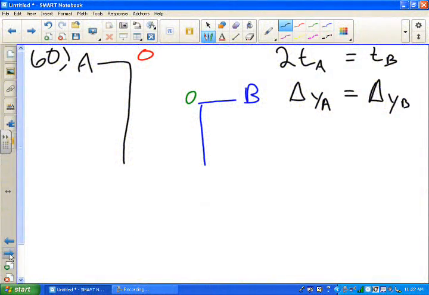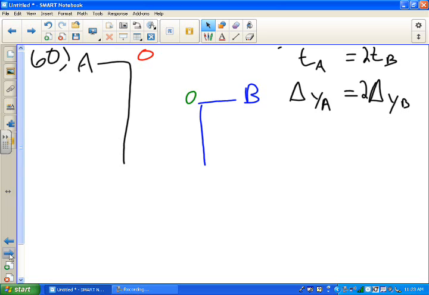Okay, so for problem number 60, it says that the time it takes for an object to drop from the top of cliff A to hit the water of the lake below is twice the time it takes the object to drop from the top of cliff B to reach the lake. And then we're trying to figure out what is the difference.